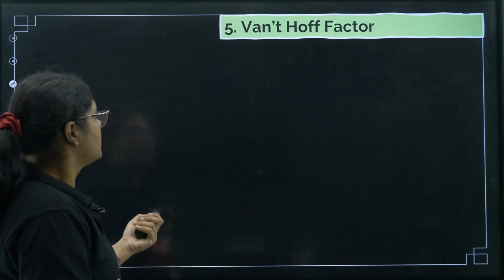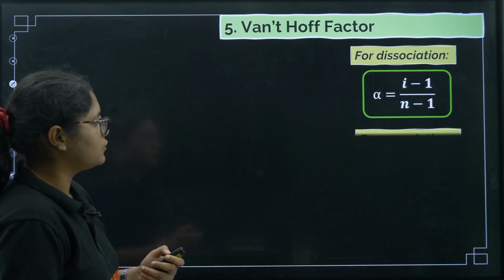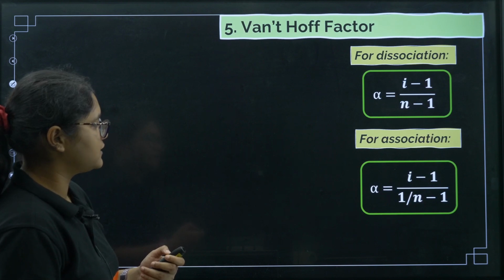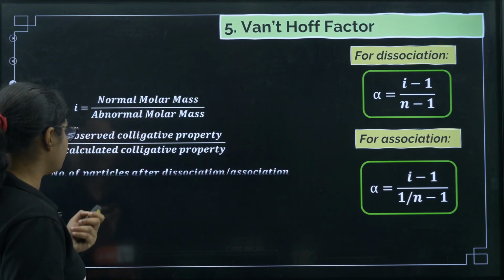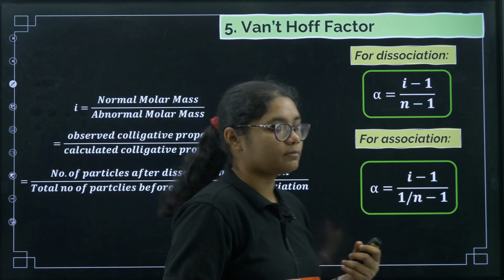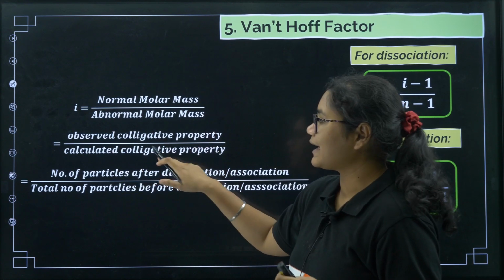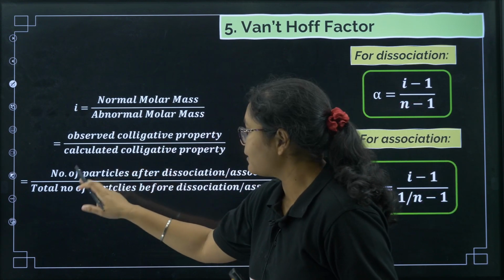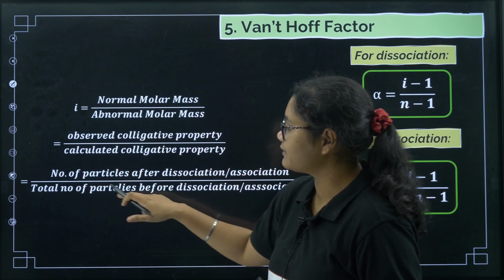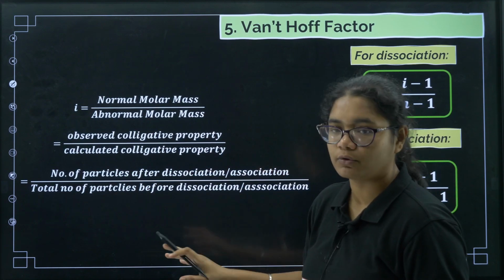Okay, next is Van 't Hoff factor. So Van 't Hoff factor formulas are here. For the i value, we have three formulas: normal molar mass by abnormal molar mass, observed colligative property by calculated colligative property, and number of particles after dissociation divided by the total number of particles before dissociation.